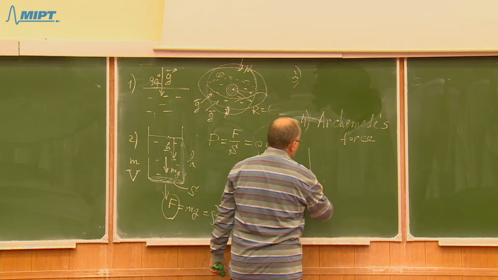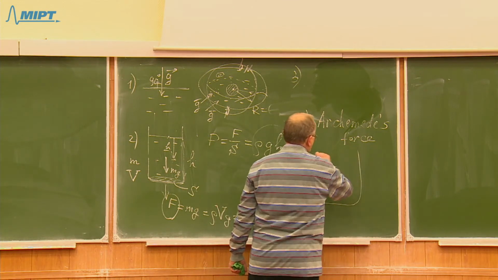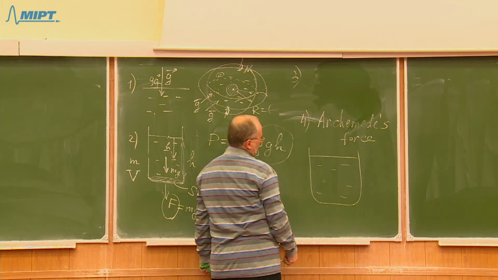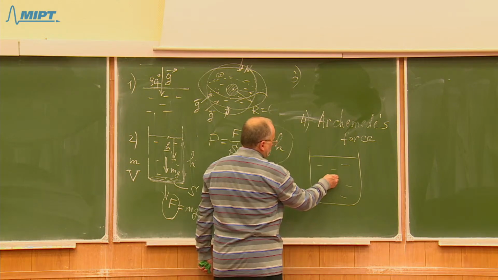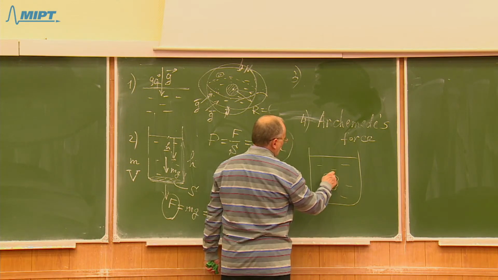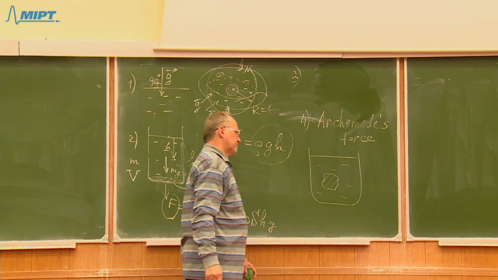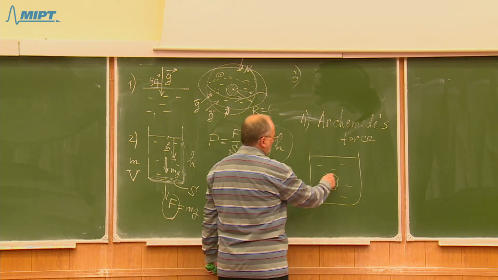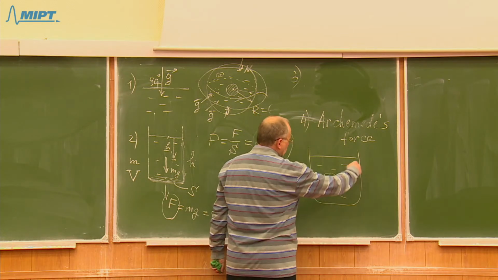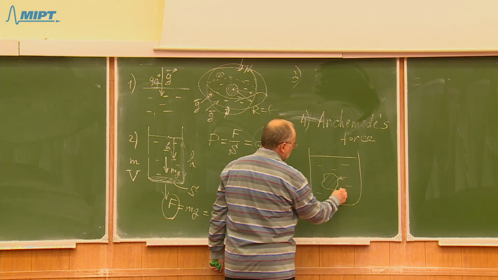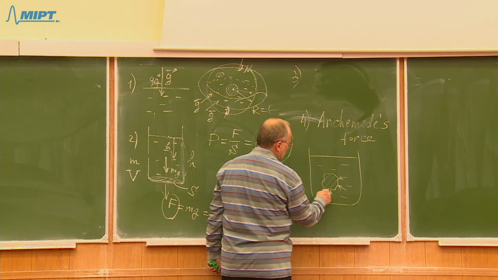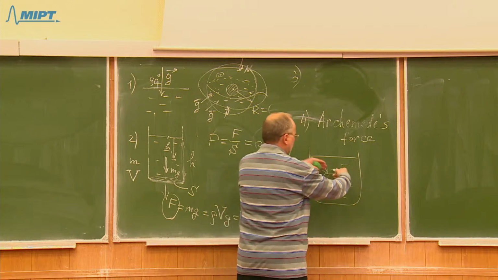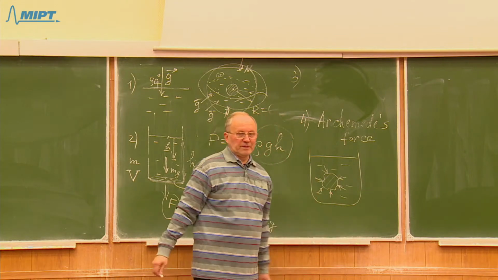Let's take a liquid in a vessel, and let's put an arbitrary body, an arbitrary object, inside the liquid. On the surface of this object, the pressure from the liquid will act on each small area of the surface of this object. The pressure from the liquid will act from everywhere on the surface.